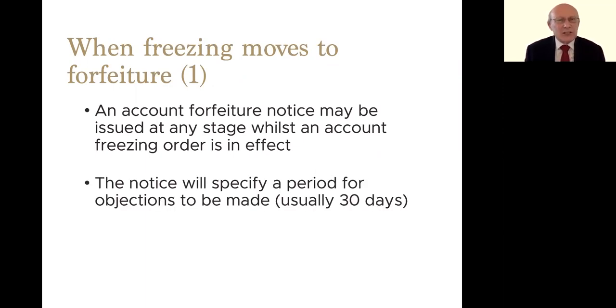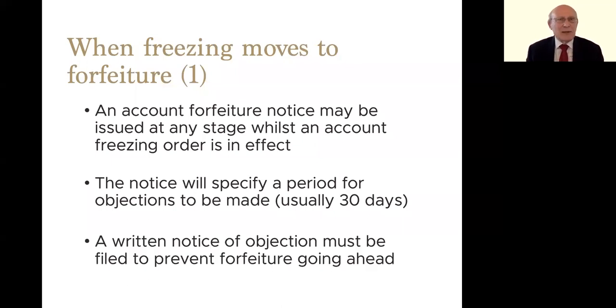The account forfeiture notice will specify a period in which objections have to be made, and usually that's 30 days. And the objection has to be in writing. You have to file, or your client has to file, or you have to file on the client's behalf, a written notice of objection within that 30-day period to prevent forfeiture going ahead.